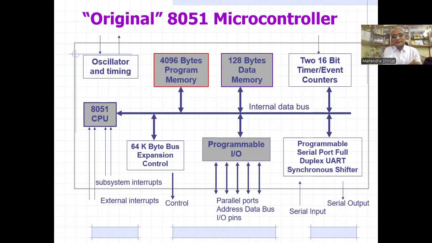If you look at the earlier block diagram, वहां पर ये पर्टिकुलर ब्लॉक नहीं था। तो जब हमें बस का एक्सपांशन करने की जरूरत होती है, उसके लिए हमें ये 64 किलोबाइट बस एक्सपांशन कंट्रोल की जरूरत होती है। Then this oscillator and timing, as I mentioned earlier, जो क्रिस्टल हम लगाएंगे, that will decide what would be the operating frequency of 8051 microcontroller, and accordingly microprocessor की speed decide होगी.